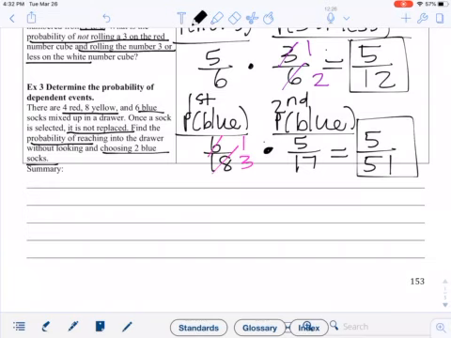So this is an example of a dependent event because what happened first affected what happened second. Our probabilities when we reached in for that second sock changed because of what happened first. And just a heads up, whenever it tells you that something is not replaced, that's always an example of a dependent event.